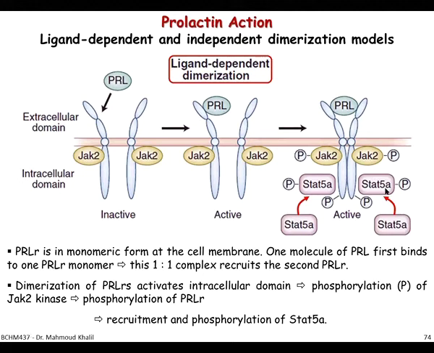And at that time, now the signal has been transformed from outside to the inside until reaching STAT5A, which is now phosphorylated. So this is the action of the prolactin dependent on the ligand.